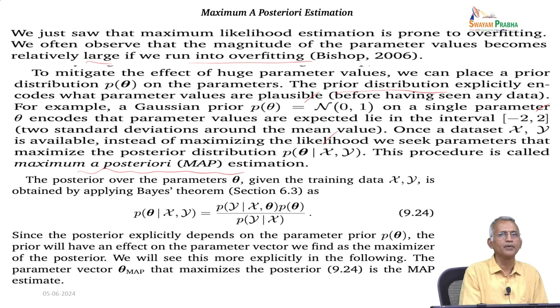The posterior over the parameter theta given the training data x and y is obtained by Bayes' theorem, with the help of conditional probability: p of theta given x, y equals p of y given x, theta times p of theta divided by p of y given x. Since the posterior explicitly depends on the parameter prior p of theta, the prior will have an effect on the parameter vector we find as the maximizer of the posterior. We will see that more explicitly in the following. The parameter vector theta MAP that maximizes the posterior is the MAP estimate.